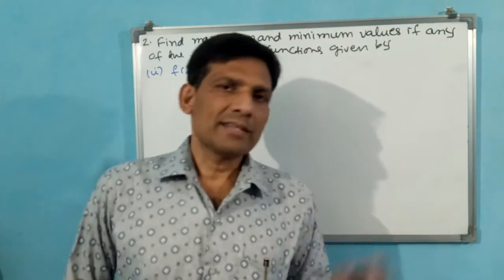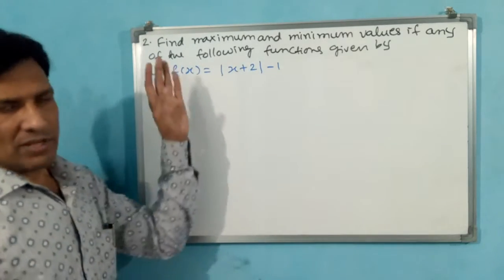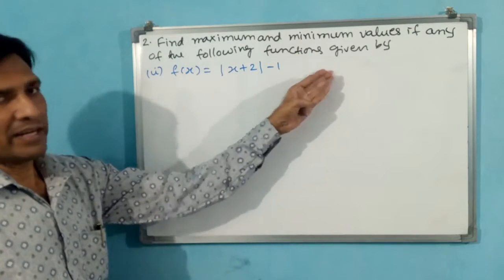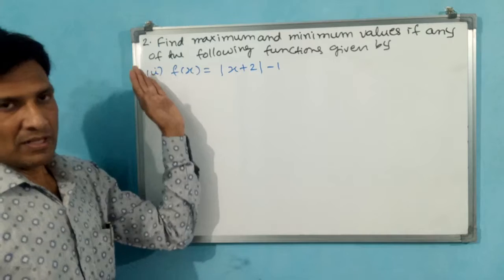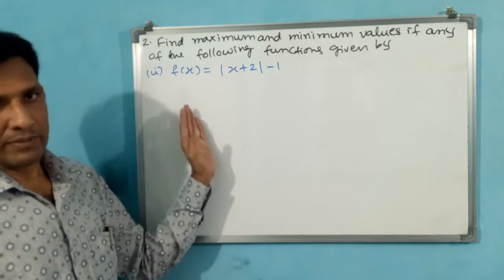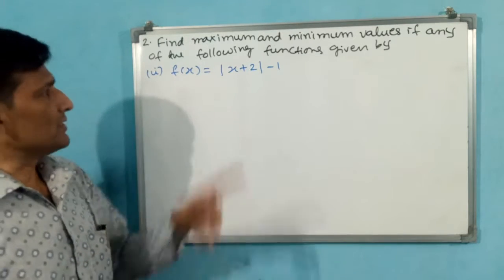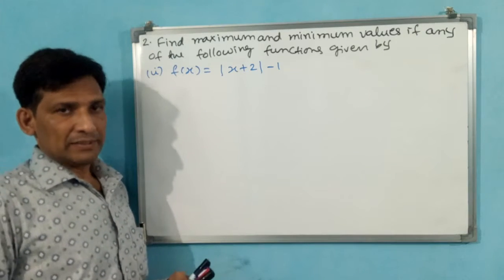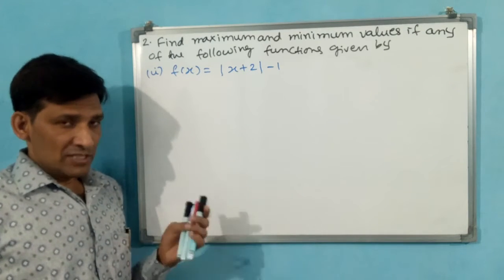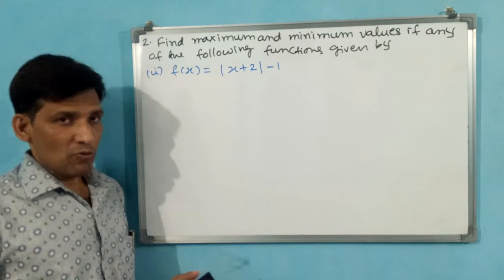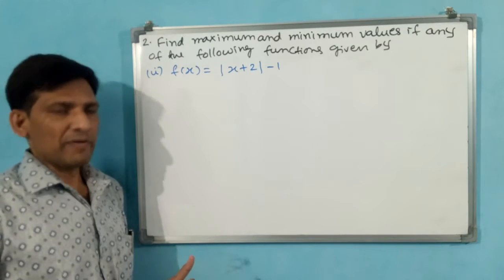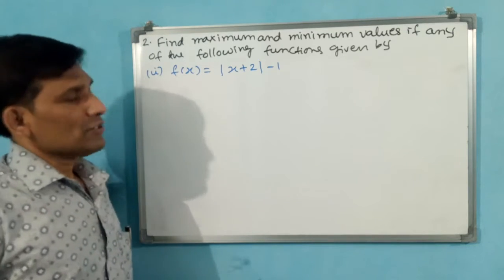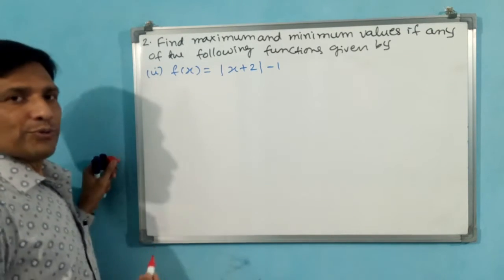Okay. Let us see the first part of the second question. Same as before: how to find the maximum value and minimum value, if any are available. A heading is there and each function is given. One by one I am going to do. First part, f of x is equal to modulus of x plus 2, minus 1. This is the function. For this function you have to find the maximum value and minimum value, if both are available. See here, the logic is what we are going to do.